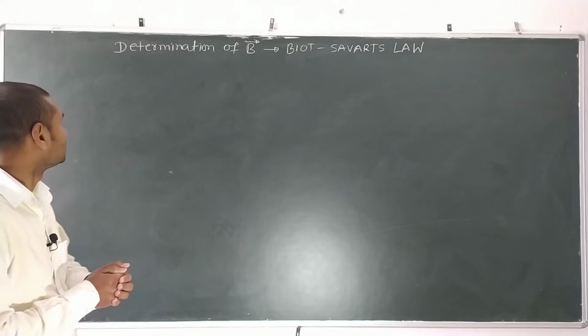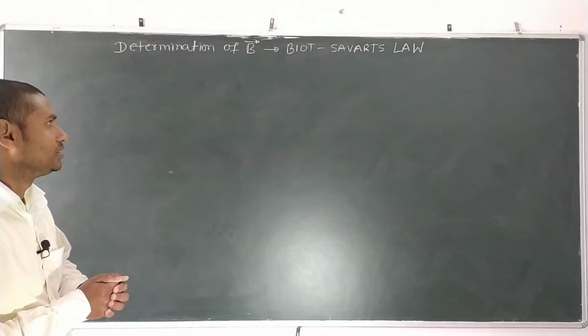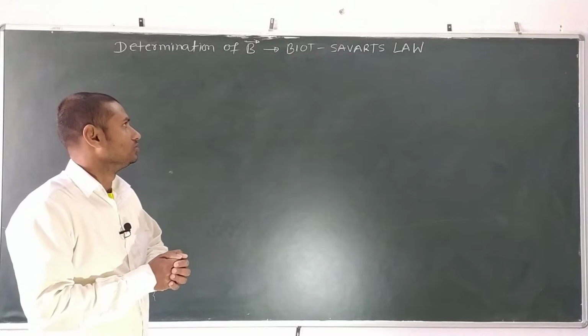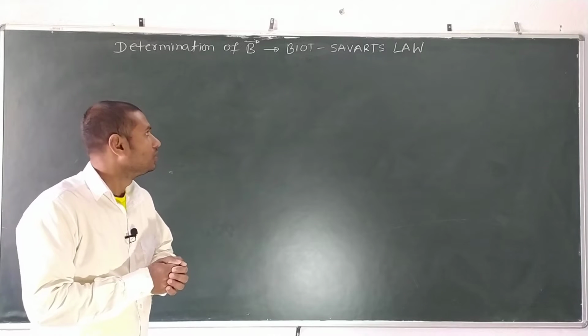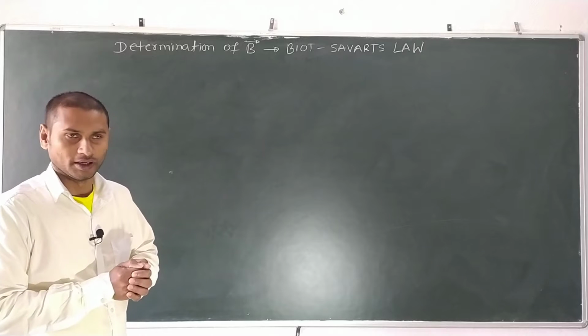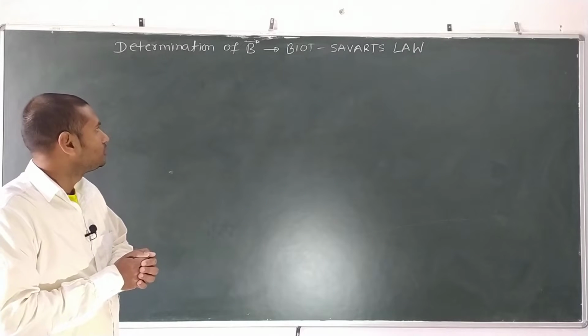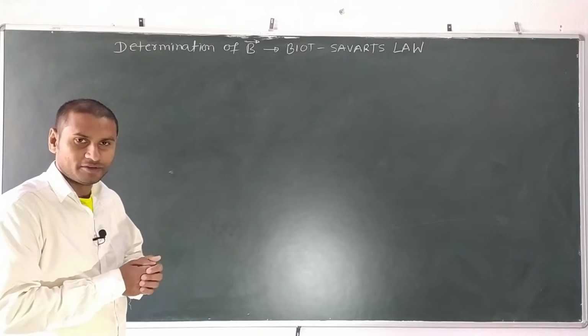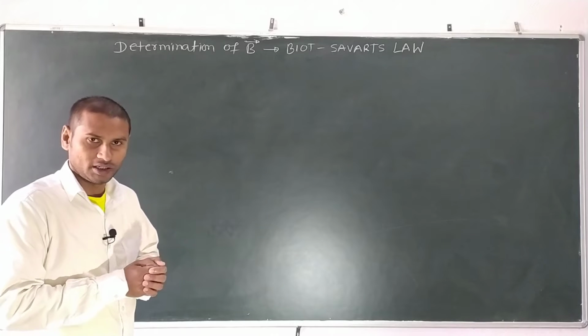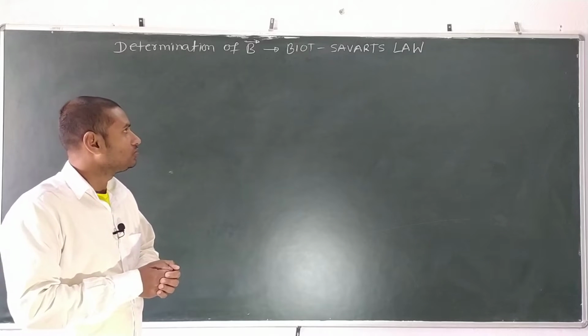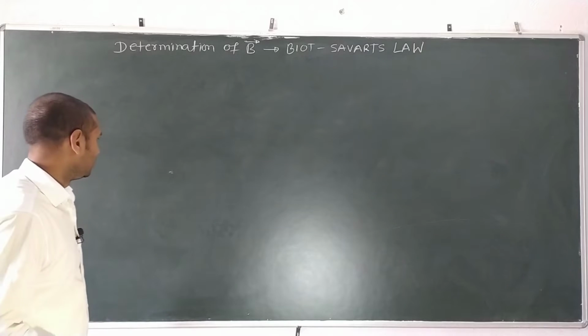Today we are going to discuss a new topic, that is determination of B according to the Biot Savart law. We have to find out the magnetic field around the current carrying wire by following the rule of Biot Savart law. Okay, let us see here.